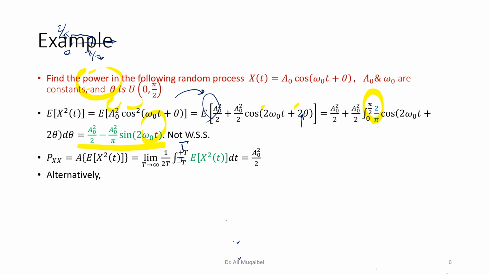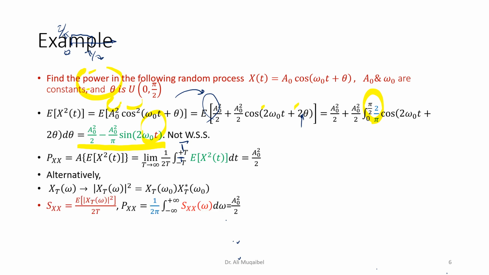Another way of doing the same thing using Parseval's theorem: we could have found the Fourier transform of the random process, and then found its square. Because the Fourier transform is a complex quantity, you get the square by multiplying by the conjugate, and now we get the power spectral density, which is the expected value of that. If you want to find the power, you integrate, and of course you should get the same quantity. I leave this as an exercise for you to try.